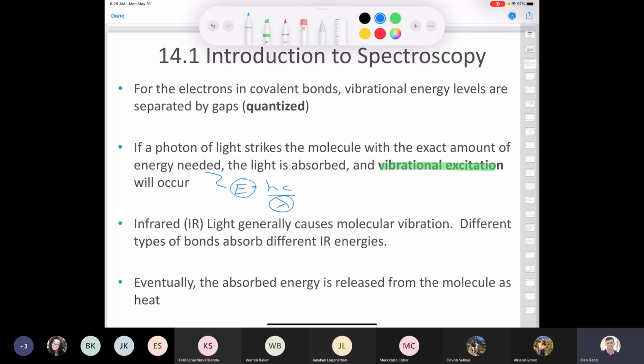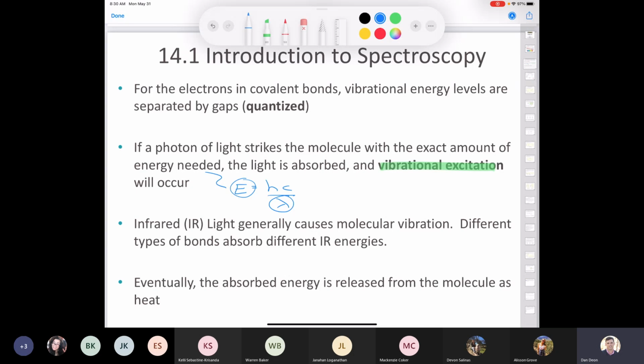You might think, well, as long as I hit it with something even higher in energy, then it's going to vibrate. Nope, that's not the way it works in quantum mechanics. You've got to hit it with the exact amount of energy needed, the exact precise frequency or wavelength, in order for the light to be absorbed, which is kind of interesting.